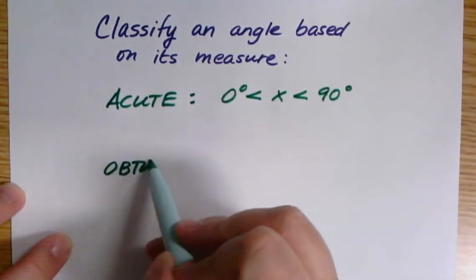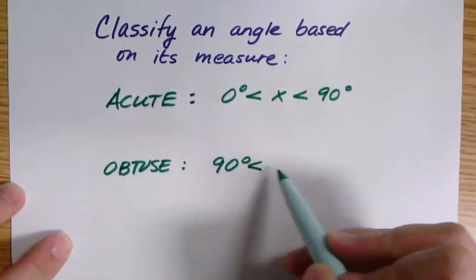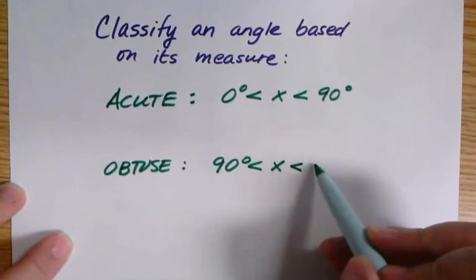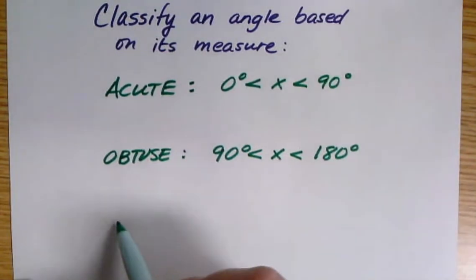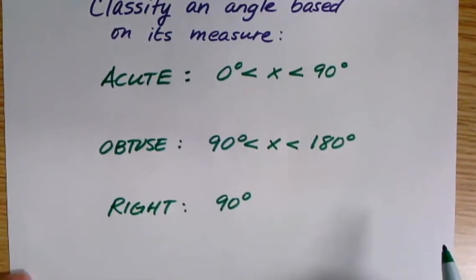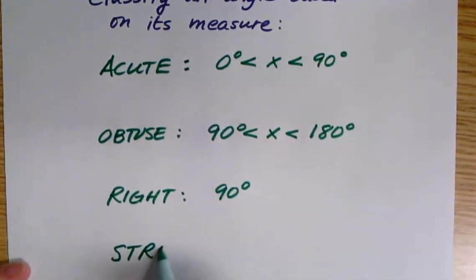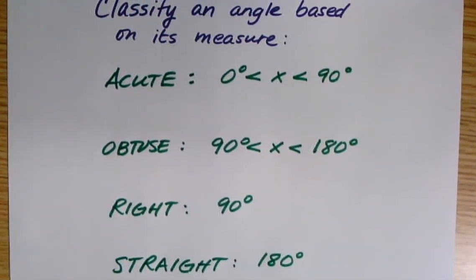Obtuse angles. Sometimes we think of those as angles that are greater than 90, but really it's generally between 90 and 180. Right angles, of course, are 90-degree angles. And finally, straight angles. A straight angle is basically just 180. It's a line. So at the beginning of your homework, you're just being asked to classify angles based on these simple classifications that you used at the very beginning of geometry. And I know you will not have any trouble doing that.